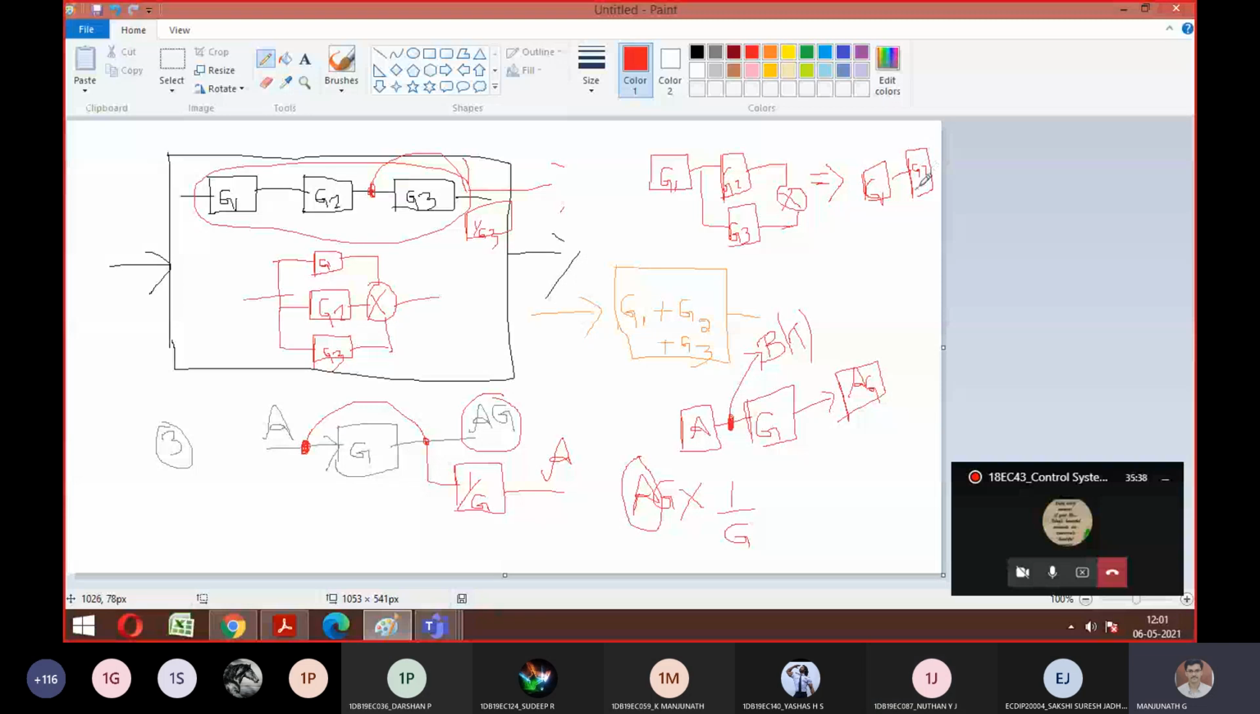The goal is that I have reduced this completely. This complete diagram has been replaced by a single block which involves the same equivalent thing. Understood? So I can write this as G1 into G2 plus G3. I hope you understood the meaning of these rules we are following now, everyone.